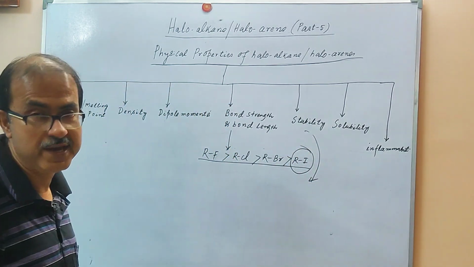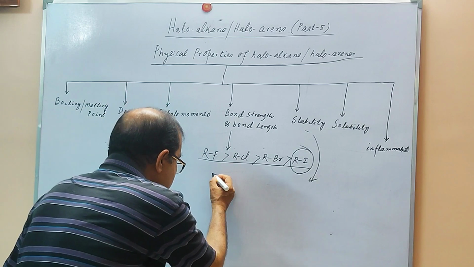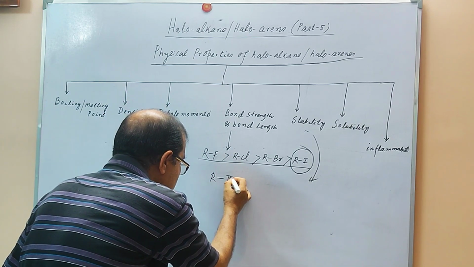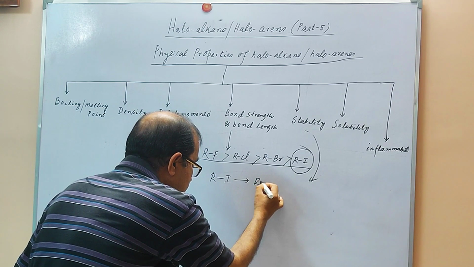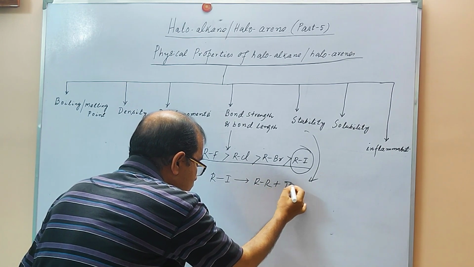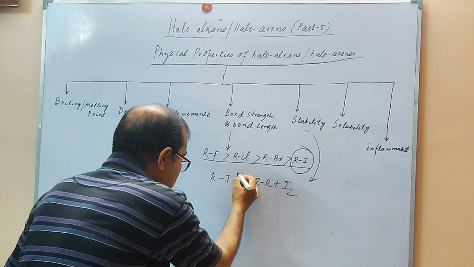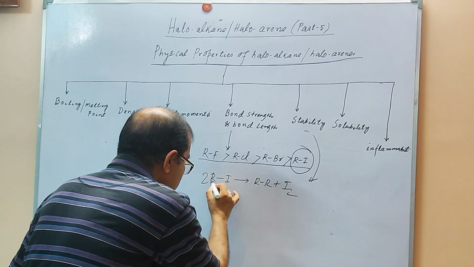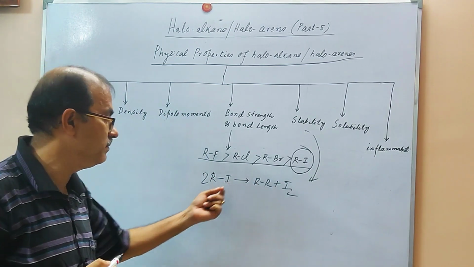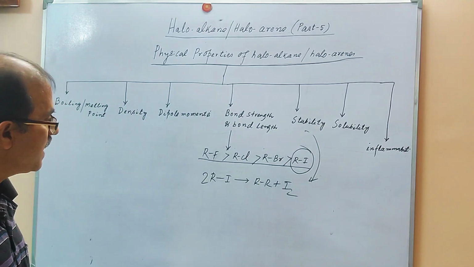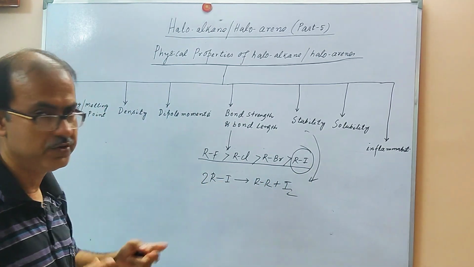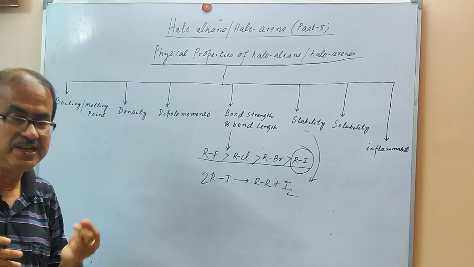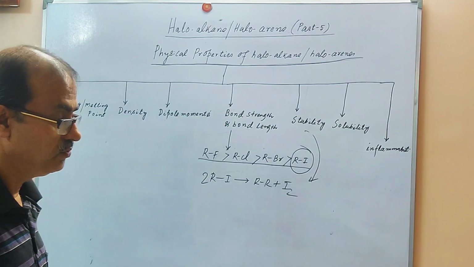Even if we keep the alkyl iodide in simple sunlight, it will decompose into iodine, and the iodine dissolved in it will give a deep color.